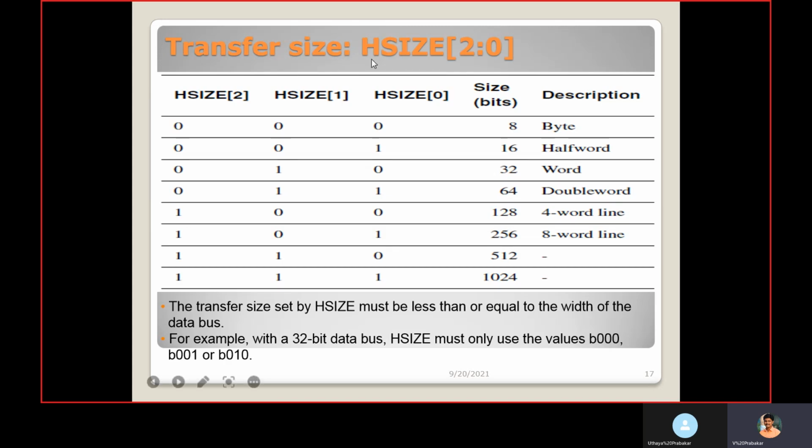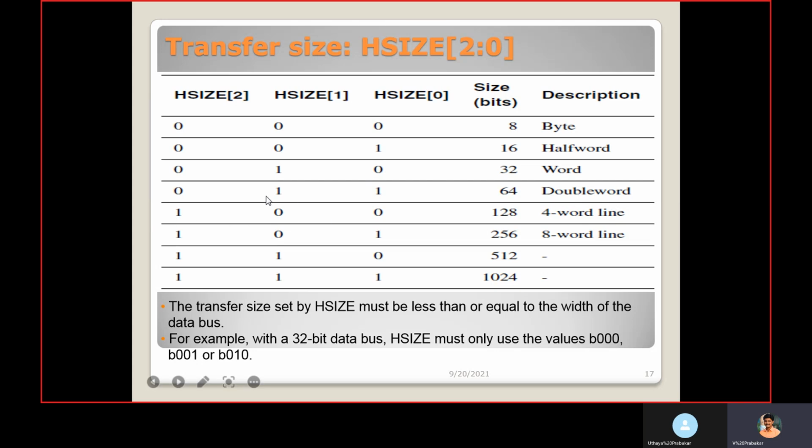Then fetch size. Fetch size is another signal. It is a 3-bit signal. When it is 0, the size of the transfer is 8-bit, nothing but a byte. When it is 1, the size is half word, 16. When it is 2, the size is 32, a word. When it is 3, the size is 64. You can say double word.